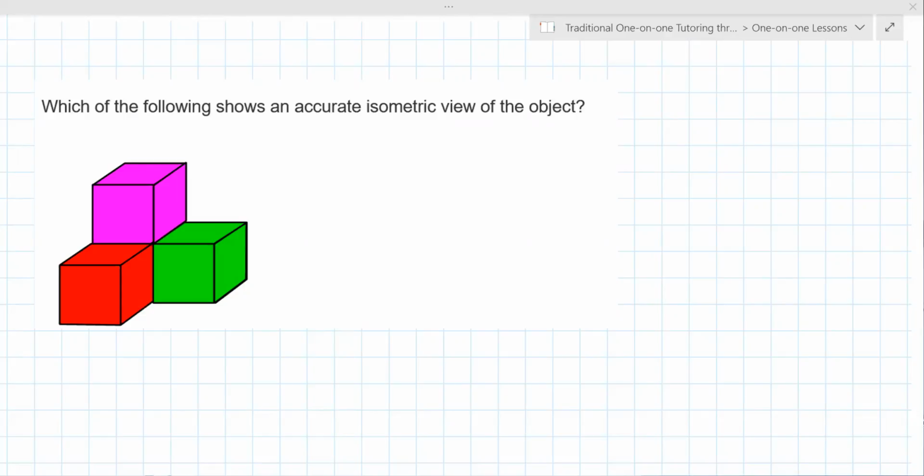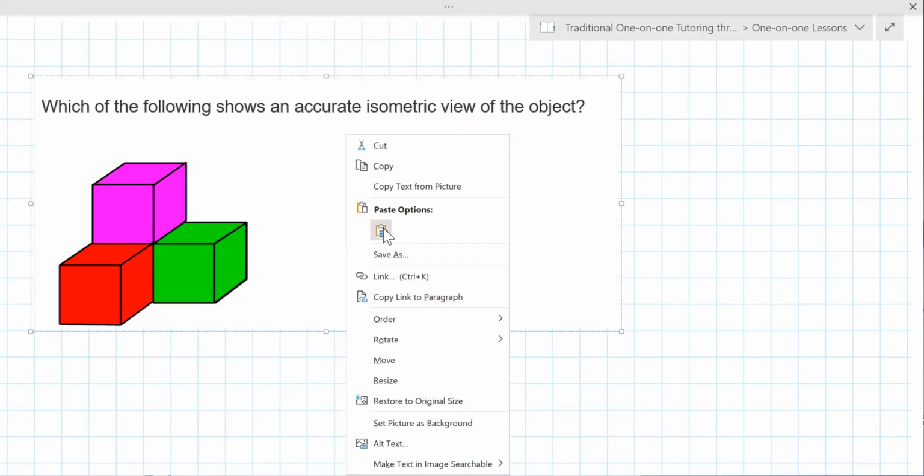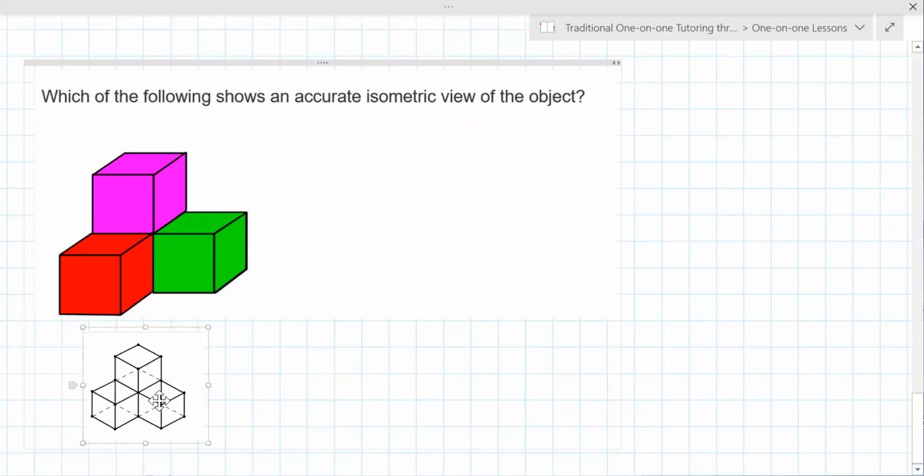So the isometric view is like, let's say this. It's kind of like the angled view, I guess. So there's only one that's even reasonable here. So I'm just going to snip it in. Maybe you can believe me when I say, oh yeah, this is the isometric view. Can you tell me why you think that's the isometric view of this one?